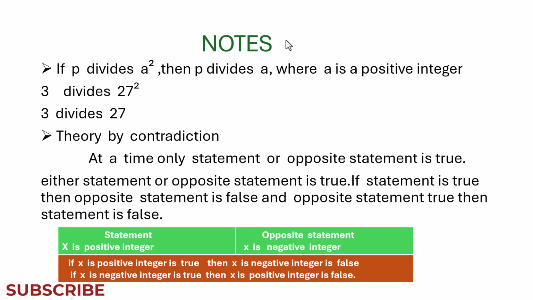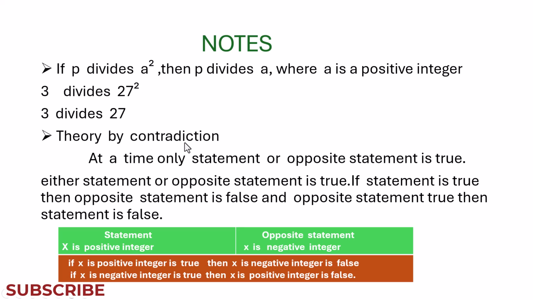Some important notes which are required for solving the problems of exercise 1.2. First, if p divides a square, then p divides a, where a is a positive integer. If p divides the square of a number, it also divides the number. 3 divides 27 square, so 3 divides 27.